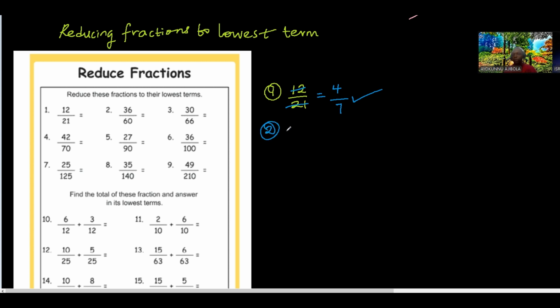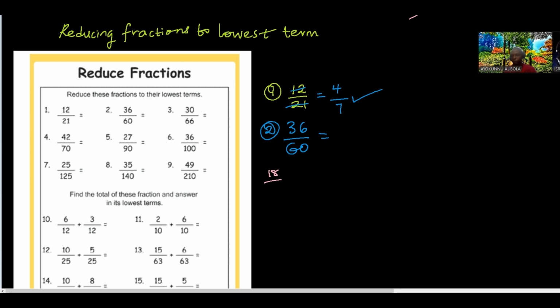Now, number 2, we have 36 over 60. Can you think of a number that can divide 36 and can also divide 60? Let me think. We can think of 2 to divide them because they are both even numbers. But 2 won't give us the lowest term. If we think of 4, 4 will also divide them. If I divide them with 2, I'll have 18 over 30, okay?